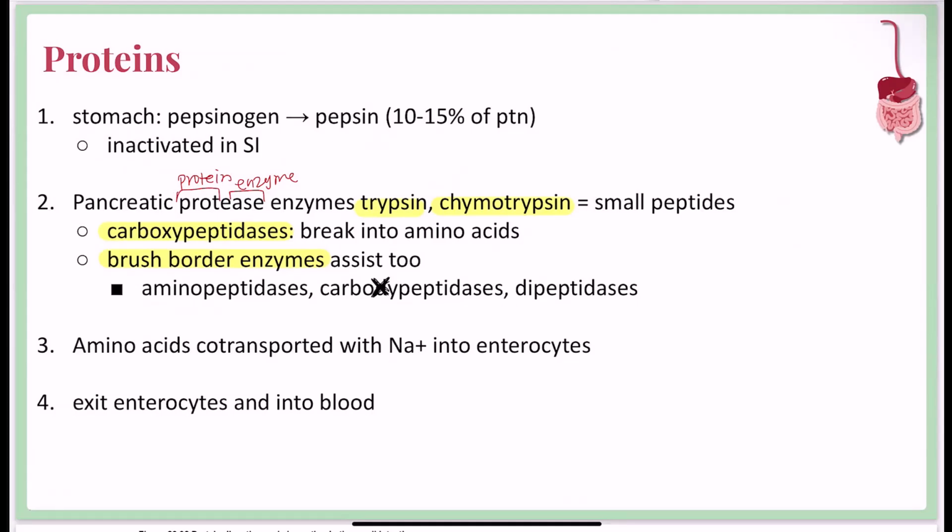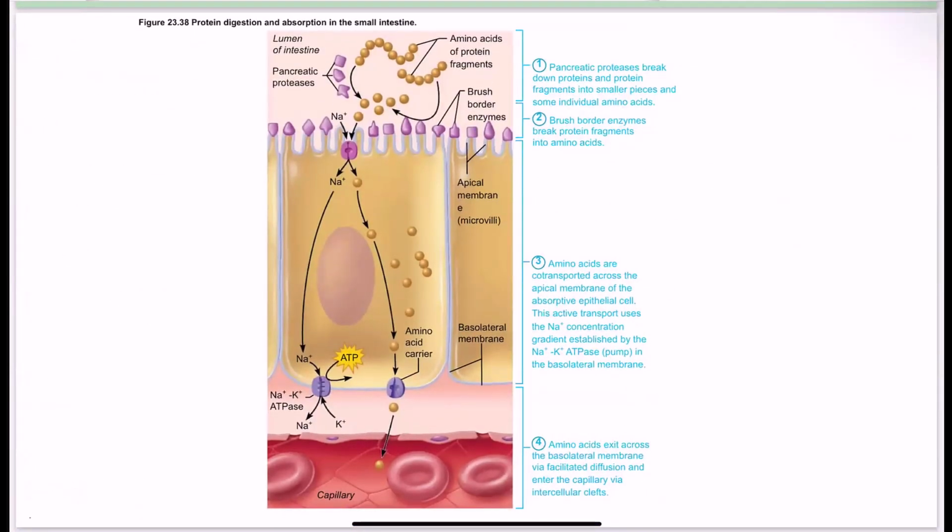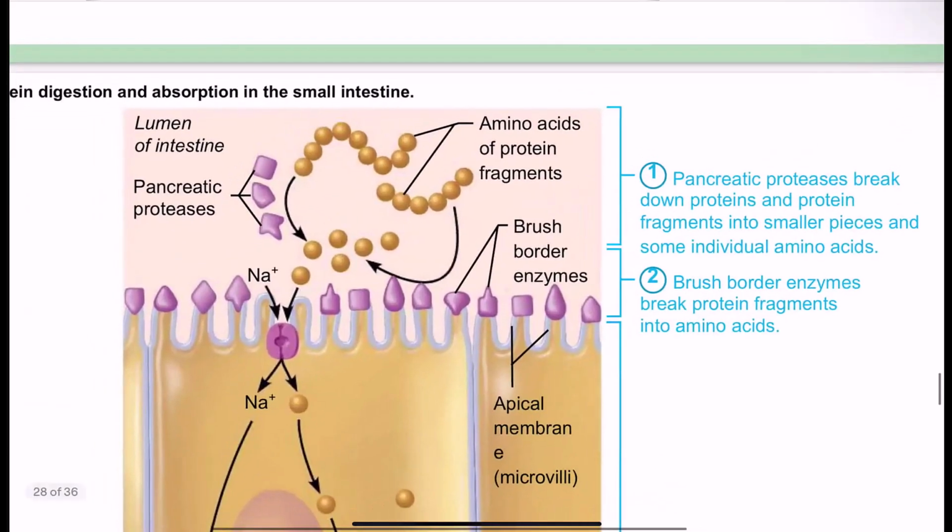Anyways, so a similar thing happens: we take those amino acids, those monomers, and co-transport them with sodium into the cell, they travel across the cell and enter the blood. Let me show you what I mean. So this is starting in the small intestine, right? What we have are little bits of protein. All of these balls are amino acids. Notice that we go from a little bit of protein to individual amino acids, monomers.